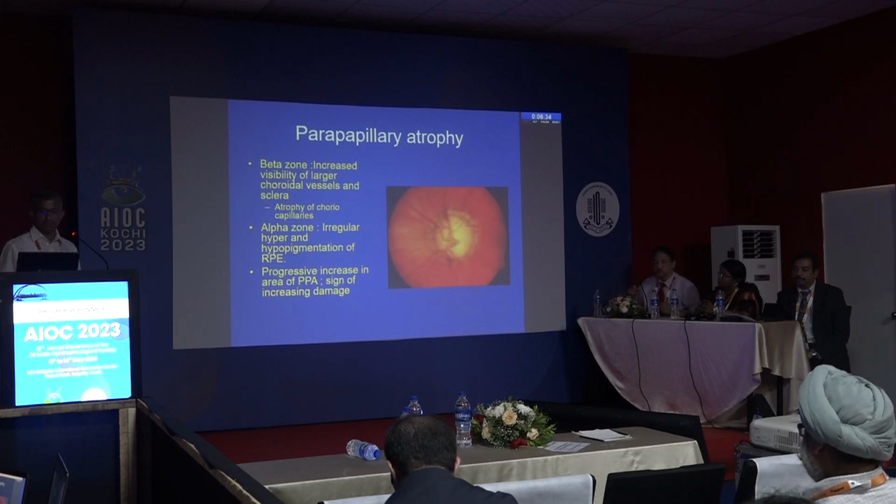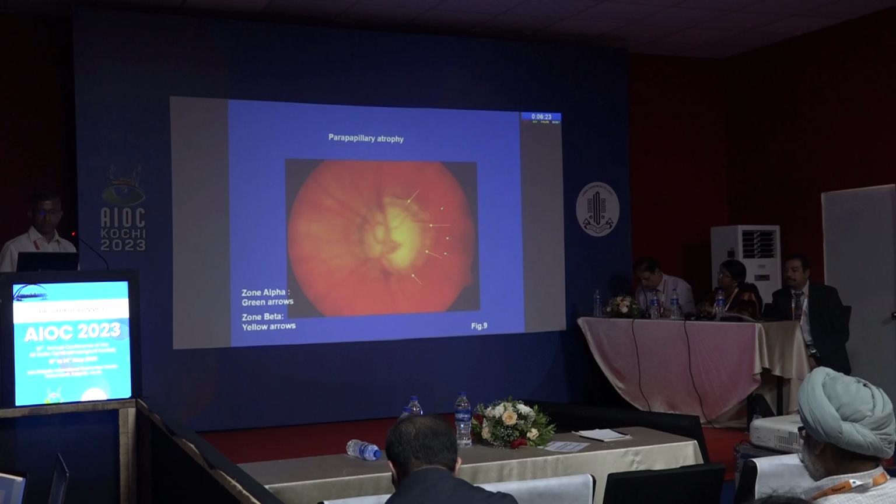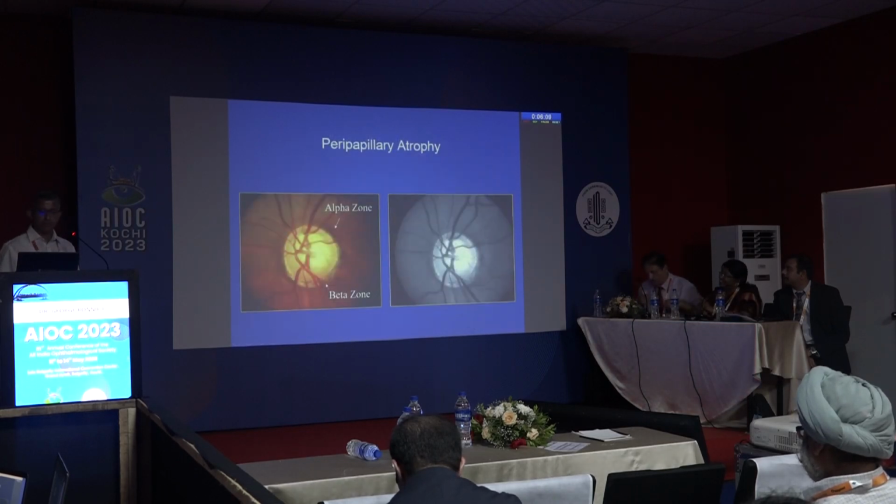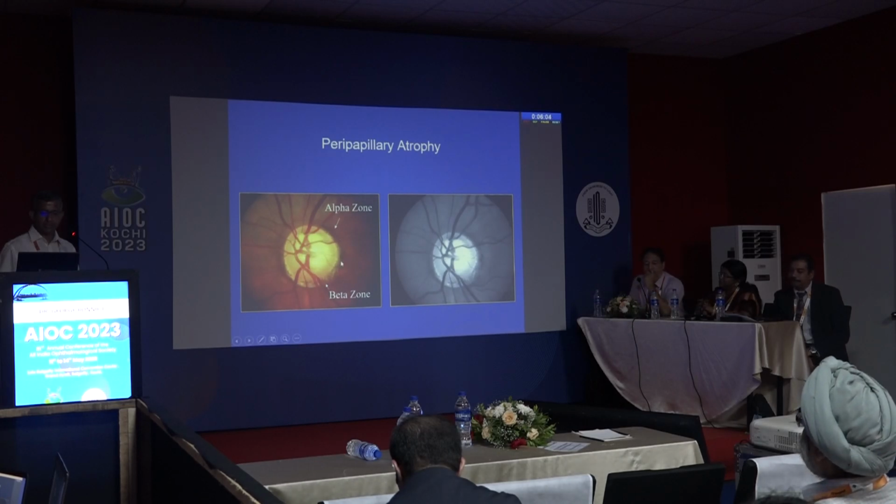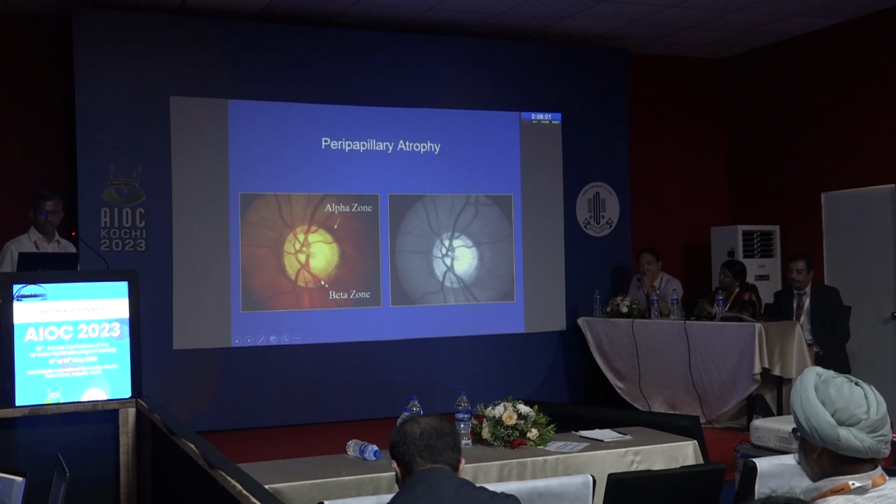So the alpha zone is not that significant. It's a regular hypopigmentation of the RPE. A progressive increase in the peripapillary atrophy can be a sign of increasing damage, like in this disc over here. So what you're seeing over here, the green arrows are the alpha zone, and the yellow arrows are the beta zone. So this is better differentiated. You can see the green arrows there, and you can see a localized inferior beta zone. If you look at the vessels carefully, you will see that there is thinning in this area too. So this is somebody who needs to be evaluated in detail for glaucoma.